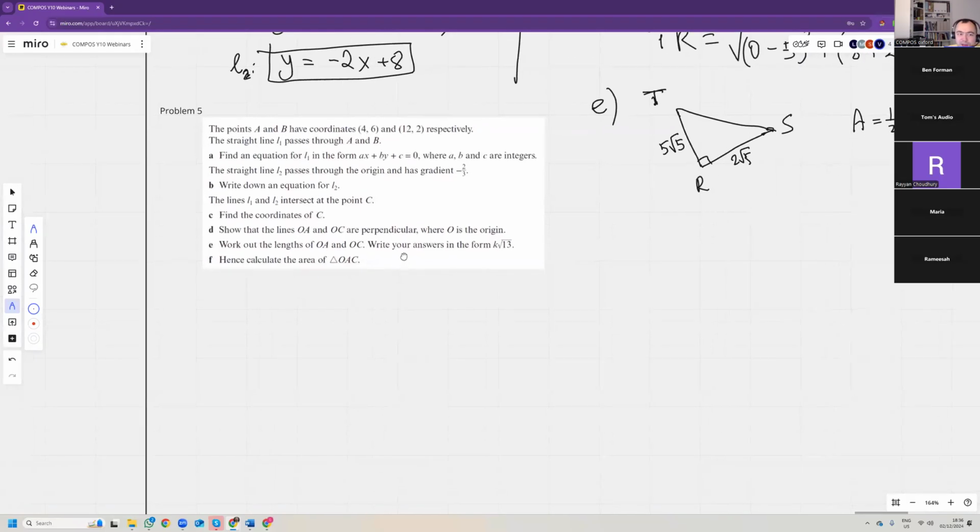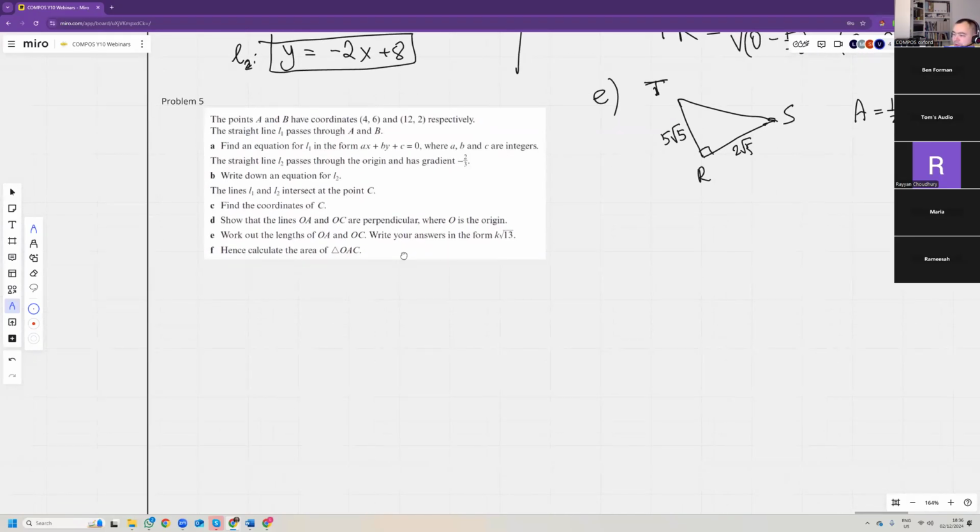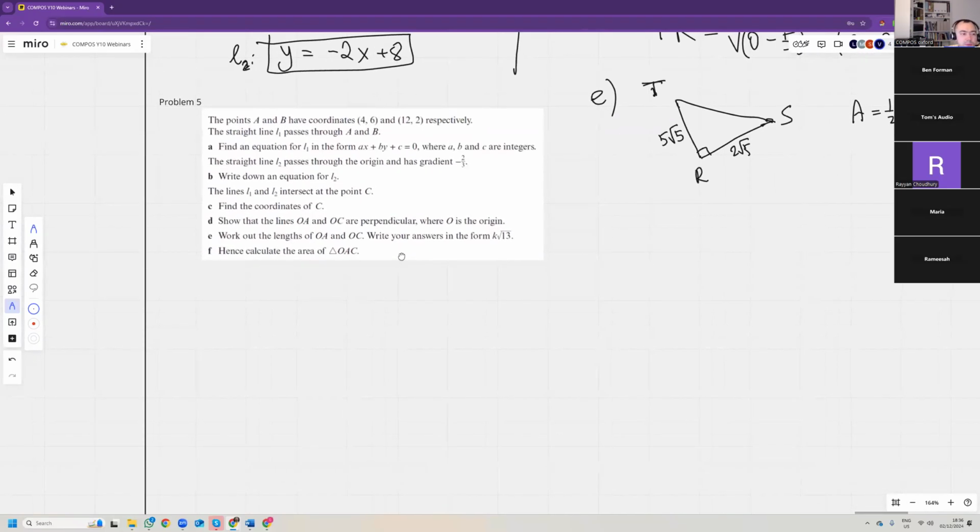Problem 5 is very similar to problem 4. Would you like me to do it or move on? Do it or move on. Vote in the chat, please. Move on.